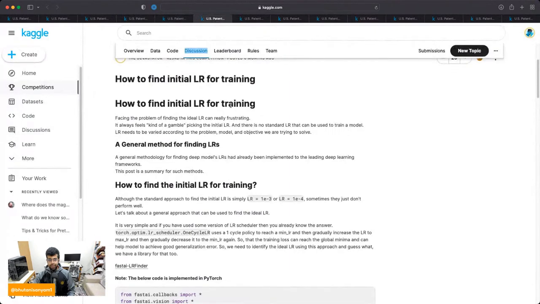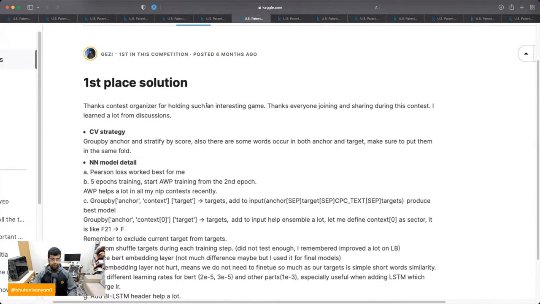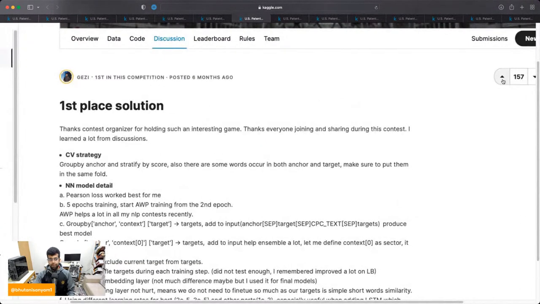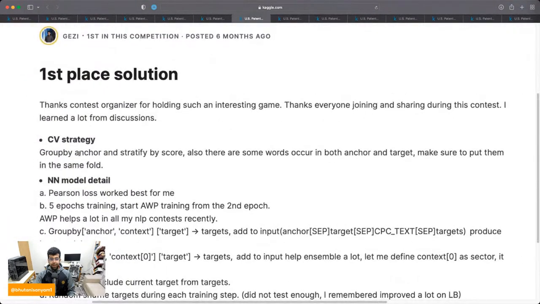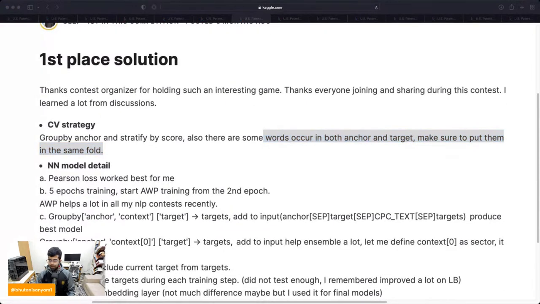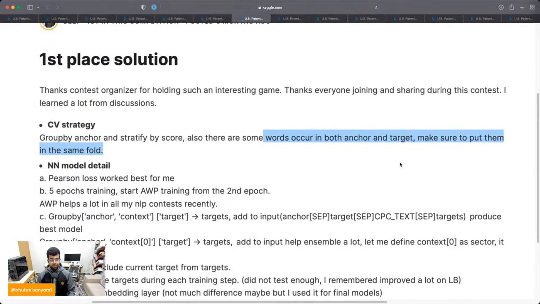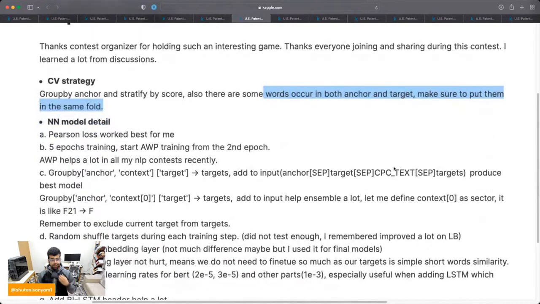So let's start with Jesse's solution. And Jesse had solo won this competition. He says he had grouped by anchor and stratified by score. There were words occurring in both anchor and target, and he made sure to put them in the same fold. So he made sure that there was no leakage while setting up the CV. He shares the neural network model details. Pearson loss worked best for him, and he had 5 epochs of training.